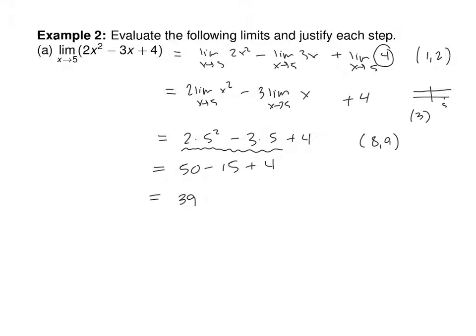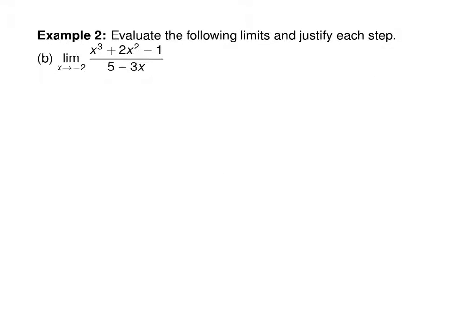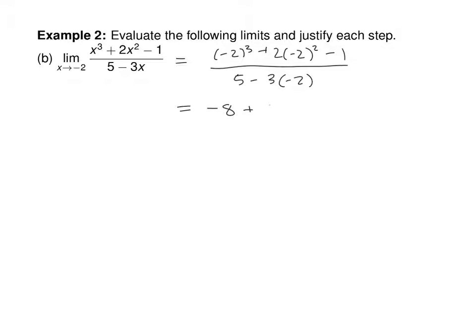And part B, you might be a little bit more worried because it's a fraction, maybe a little bit concerned, but since plugging in -2 doesn't make that denominator 0, you're fine. It'd be like what Alexi Ripken would say, you're in business. So this would just be -2 cubed plus 2 times -2 squared minus 1 over 5 minus 3 times -2. So I got -1/11.